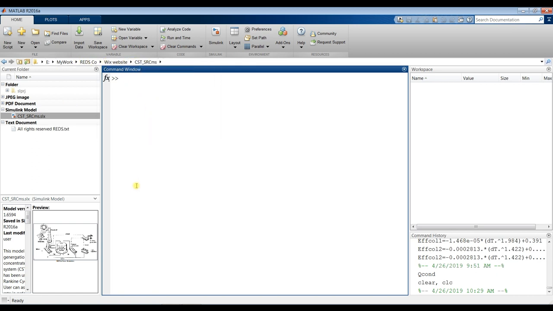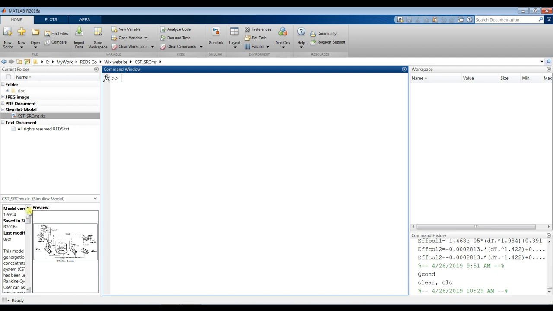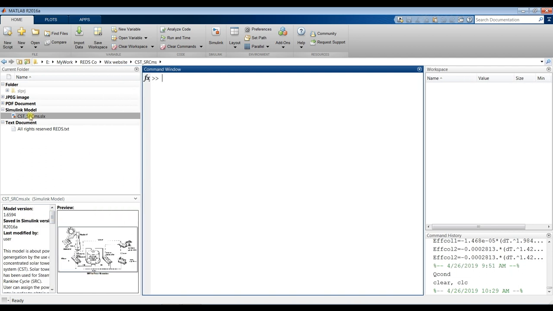You can click here and sort by name and group by type. It will become easy for you to handle your model. Then double click your model.